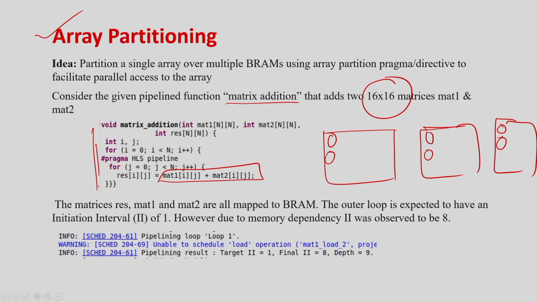And if I try to pipeline it, you can see here that I am not able to get the initiation interval of 1, because it becomes 8 here. If I just run it in high level synthesis, you can see it will say unable to schedule the load operations because there are so many memory reads, the matrix load 1 and so on. So, the target pipeline initiation interval is 1, but I am able to achieve an initiation interval of 8 and my pipeline depth is 9. Okay. How is it coming here?